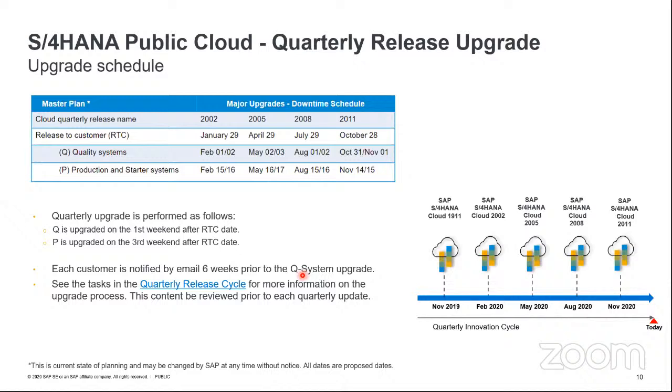In case you want to see more details on what the quarterly release cycles are, you can simply click on this link. These slides will be provided to you. You might even have these links directly in the last section of this presentation in the quick links. So you can just click on the quarterly release cycle to get more information on the build processes and the release cycles.